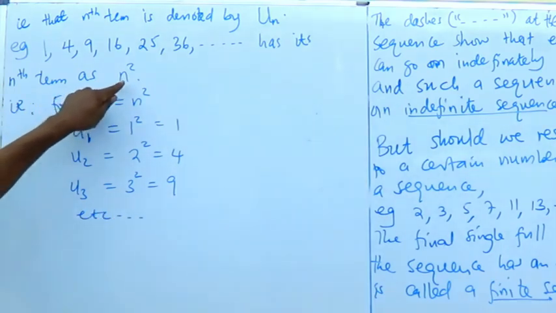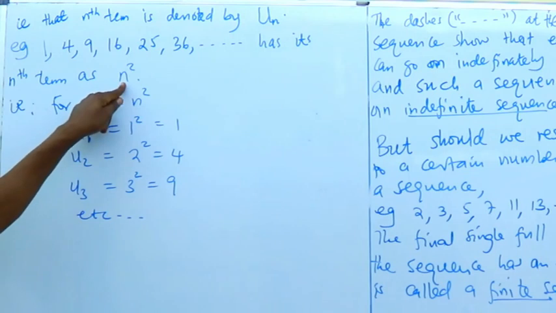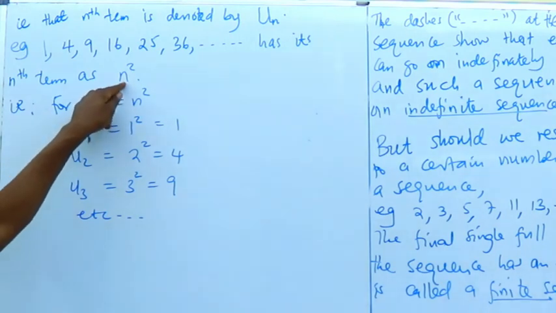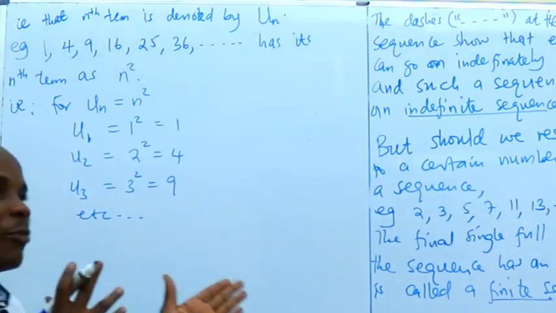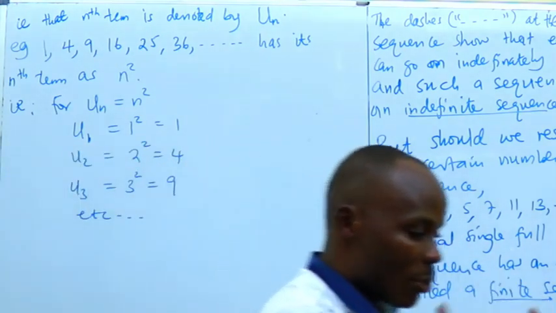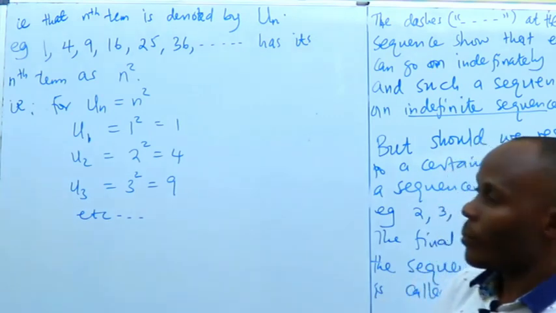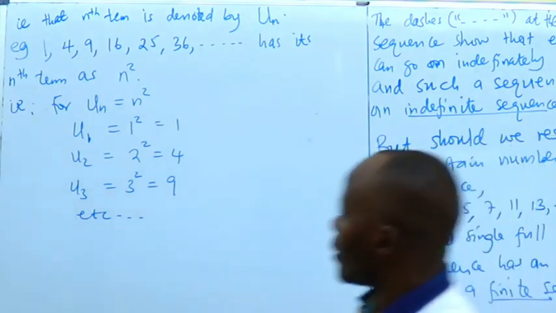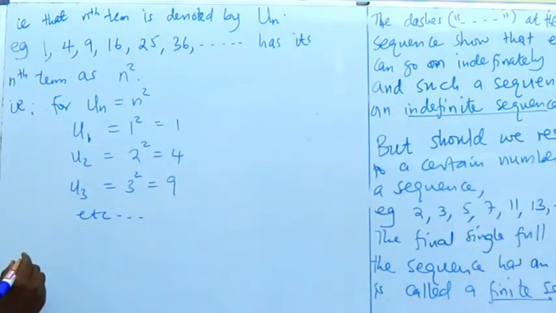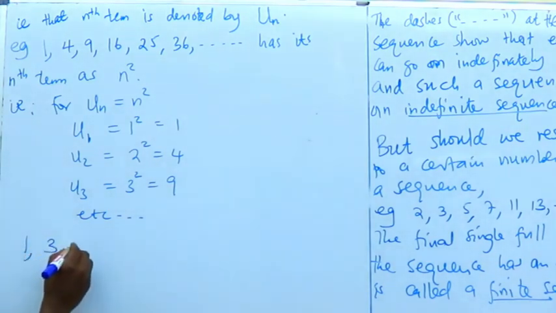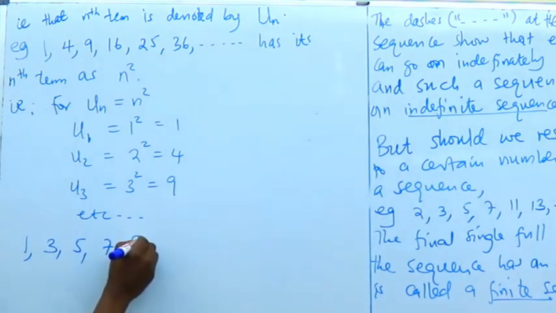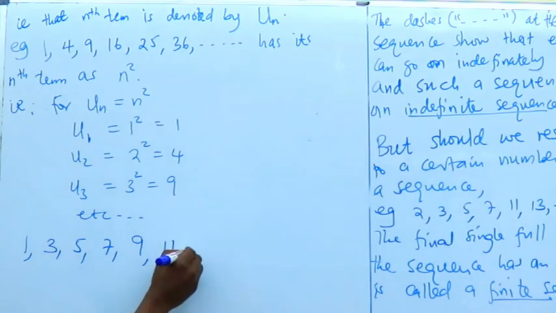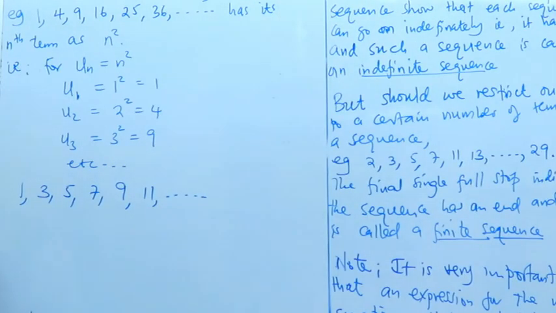So the nth term of any sequence or series is very important because it can guide us in determining which term is coming after another. You look at this one. We have 1, 3, 5, 7, 9, 11, and so on.